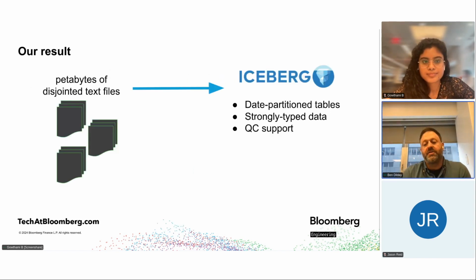Okay, just to summarize, I explained how we began with petabytes worth of data stored in text files that were all stored independently and disjoint from one another. Now we've moved to a system where we have Iceberg tables, with strongly typed data, and we've found really great support for our support teams.